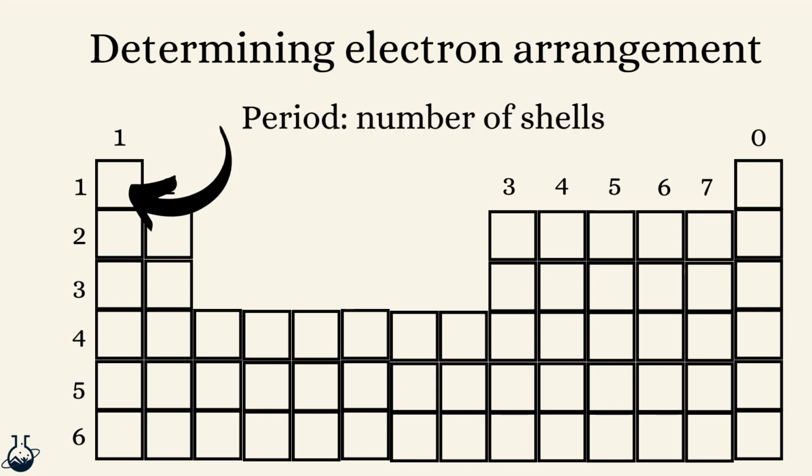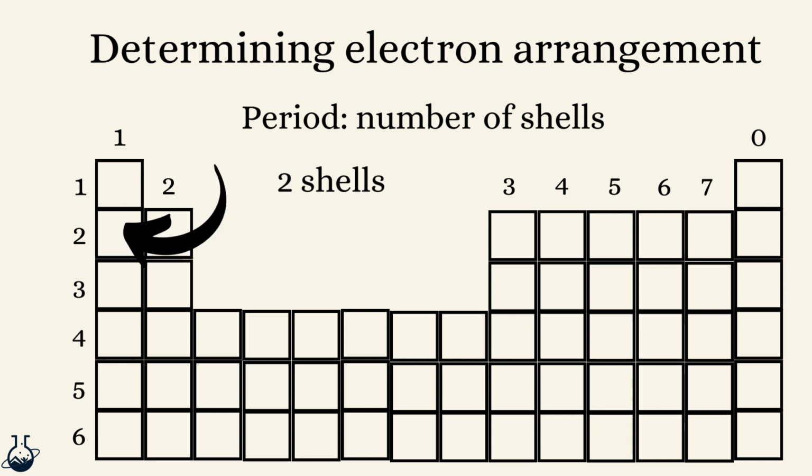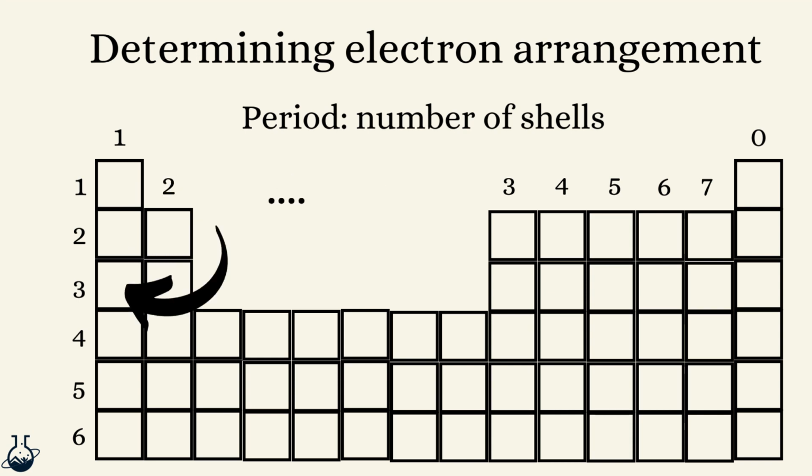Period numbers tell us how many shells are around a nucleus. Period 1 atoms all have 1 shell. Period 2 have 2 shells. Again, you can probably spot another pattern here.